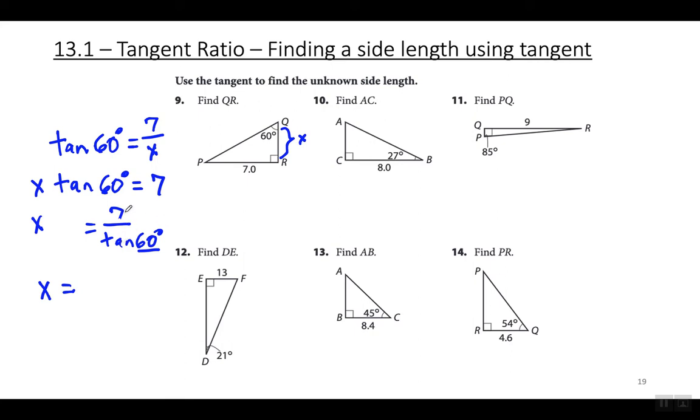So what I'm doing in the calculator is this. I'm just entering 7 divided by 60 tan equals. Now let me do it. 7 divided by 60 tan equals. You should get approximately 4.04 should be your answer.